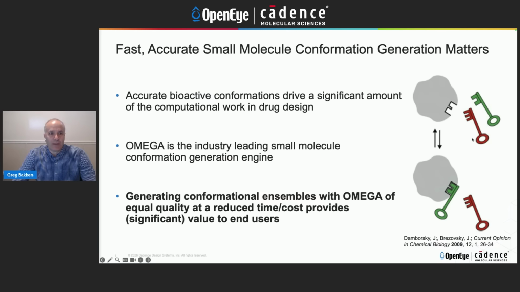So why do we care about conformation generation at all? Obviously, most computational work in small molecule discovery requires us to try to find the bioactive conformation. That is, how is the small molecule going to be in conformational space when it interacts with a protein? And Omega is a leading tool in the industry for doing this. So anything we can do to make that faster and less costly while still maintaining an appropriate level of accuracy benefits our customers in a lot of their workflows. And so we're going to talk about some of the work we've done today to make improvements with Omega, and then look at how it is in terms of speed and accuracy based on those improvements.